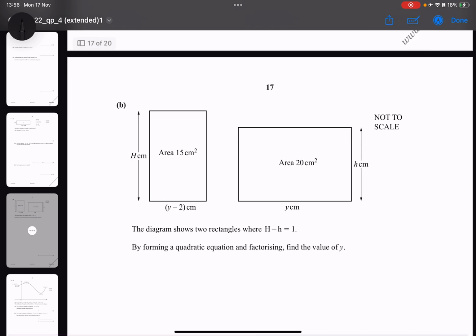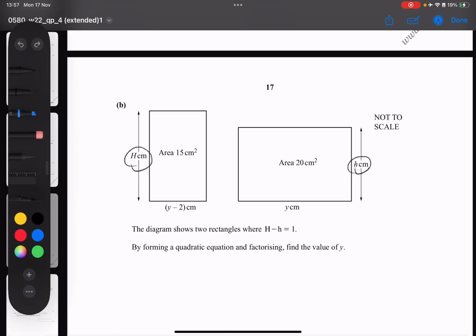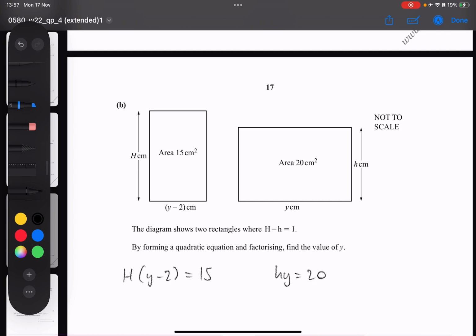Now, what we know is that the areas are different. But what we do know is that there's a relationship between these two different heights that are given. It tells us that H minus h equals 1. Now that's not so important right now. What we're going to do is we're looking at areas. And what we could say about our first rectangle on the left is that h(y − 2) is going to give us 15 square centimetres. And the other one then, what we can say is that H times y is equal to 20 square centimetres.